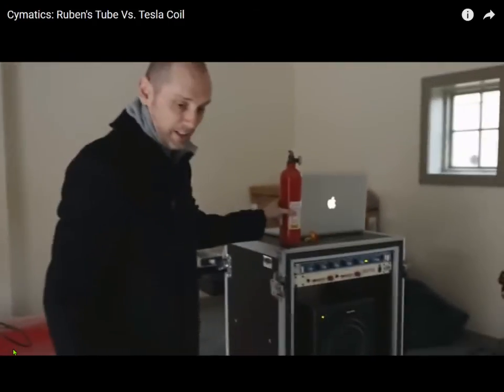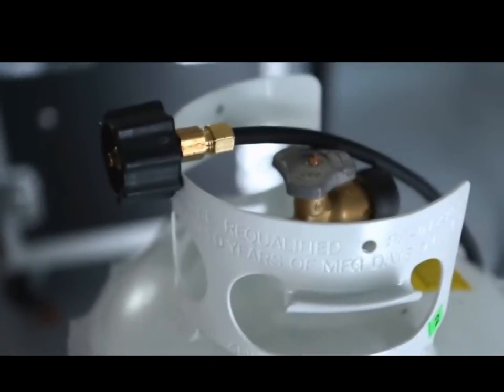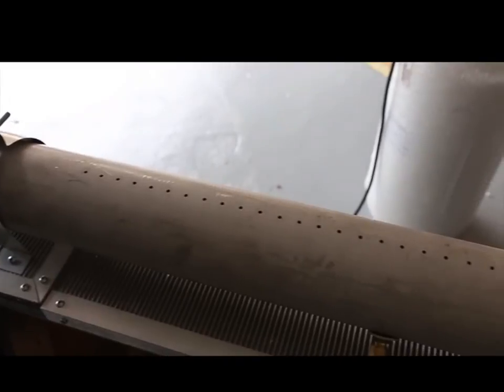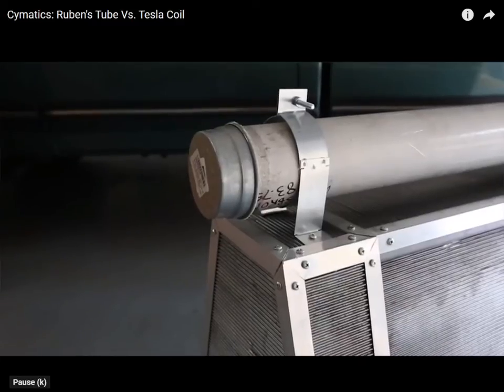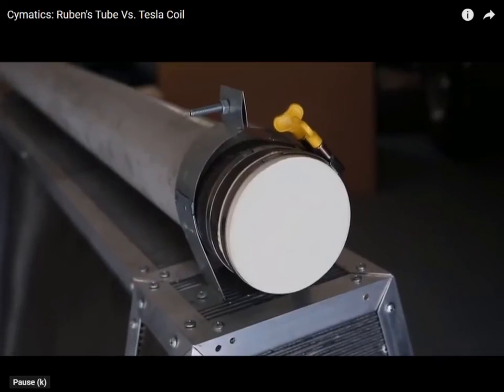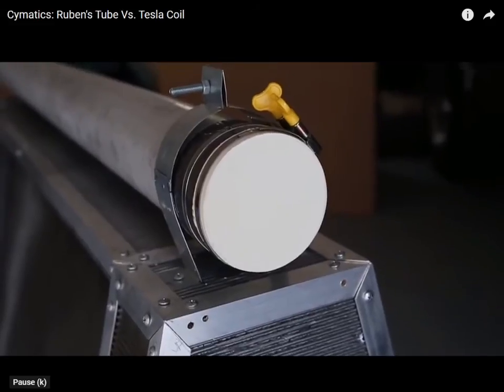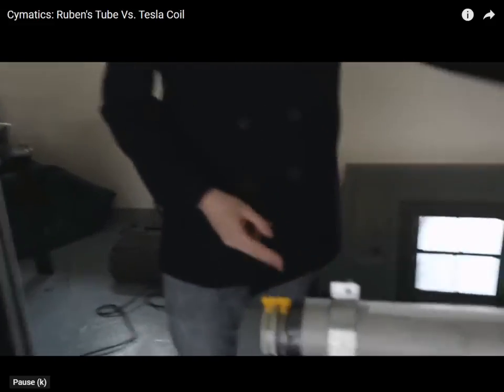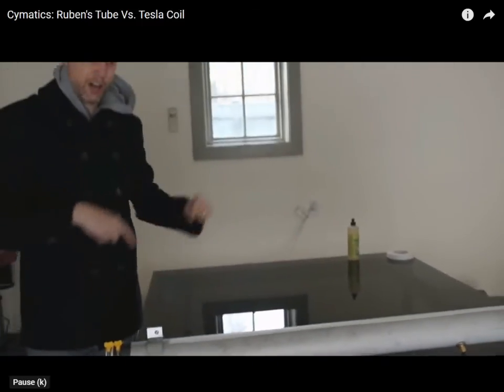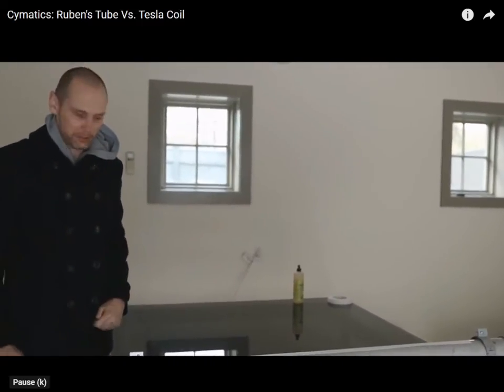In the Cymatics music video is the Rubens tube. The Rubens tube is my personal favorite experiment. We've got our propane, it's going to flow in here. There's a line of holes here. One end is blocked off, the other end has a piece of latex on it. We're going to play sound very loudly onto the latex. It's going to form standing waves of gas, and it's going to come out the holes at different heights depending on the frequency of the waves.